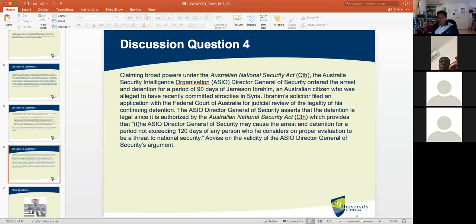So in other words, can it be said that because of the authorization given to the ASIO Director General on the basis of the Australian National Security Act Commonwealth, which enables the Director General of Security to arrest and detain a person for a period not exceeding 120 days, on that basis it is within the power of the Director General to detain Jameson Ibrahim for a period of 90 days?